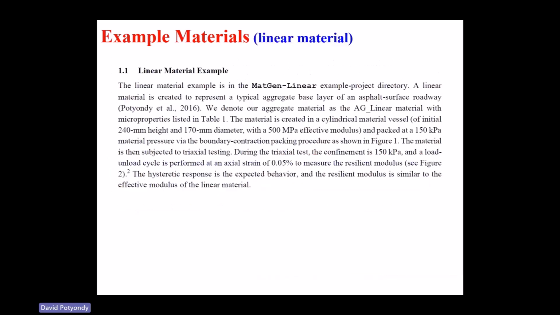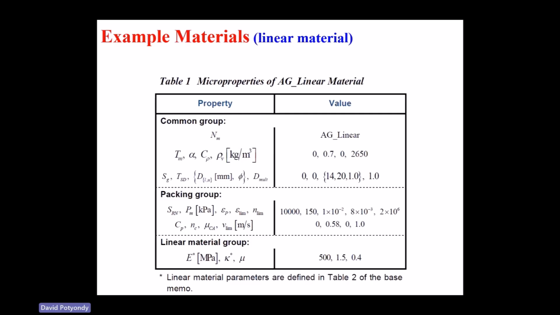Okay. So there's an example in the manual for the linear material, and this talks about how it's being created, the specimen size, and that it's being packed at 150 kPa. That's the thing we ran at the very beginning. So it has all these micro properties. This then is the actual values of all those different micro properties that we're specifying to make this particular instance of a linear material. Remember, common properties, packing, here's packing pressure, right? And then finally, the values of that linear contact model, okay?